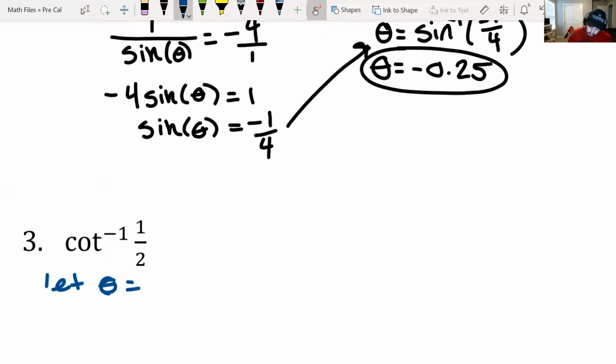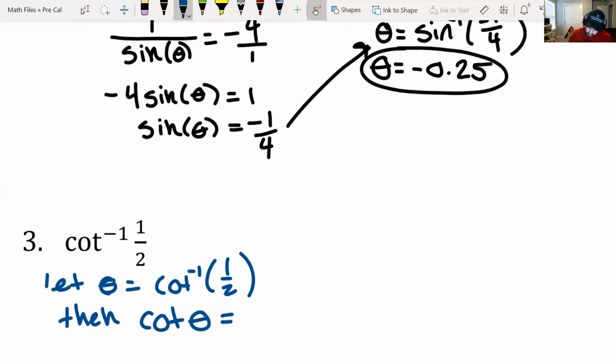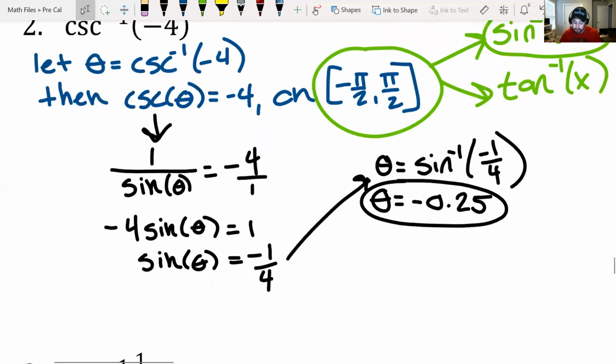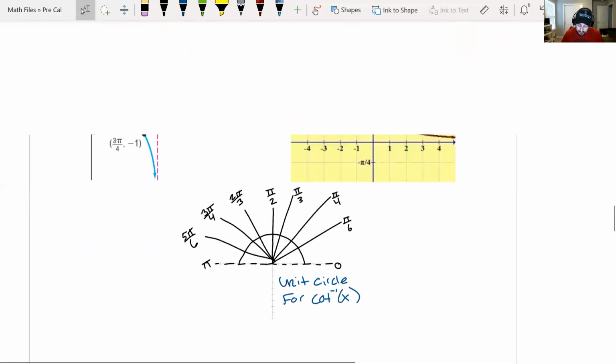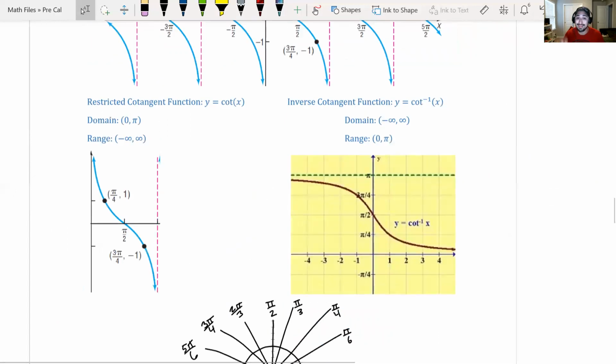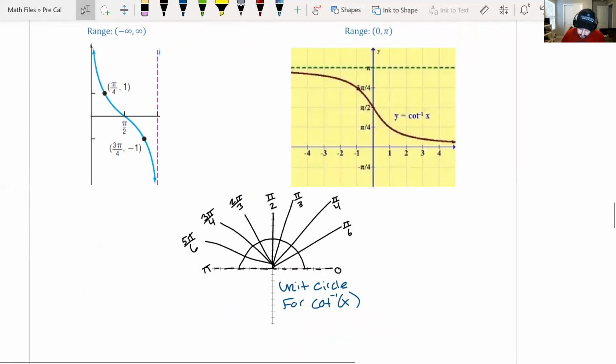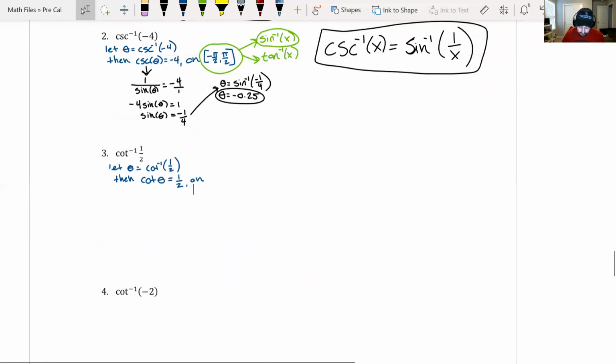Let theta equal the inverse cotangent of 1/2. Then cotangent theta equals 1/2. But this can only happen on our new restrictions for cotangent, which is from 0 to pi, not included.